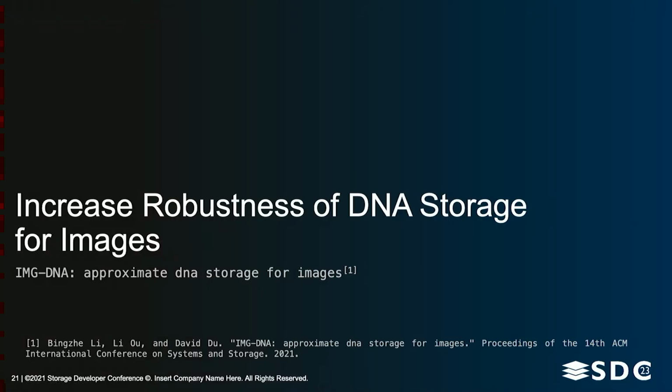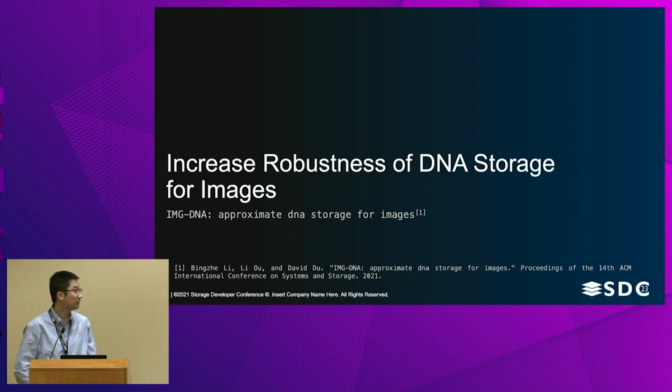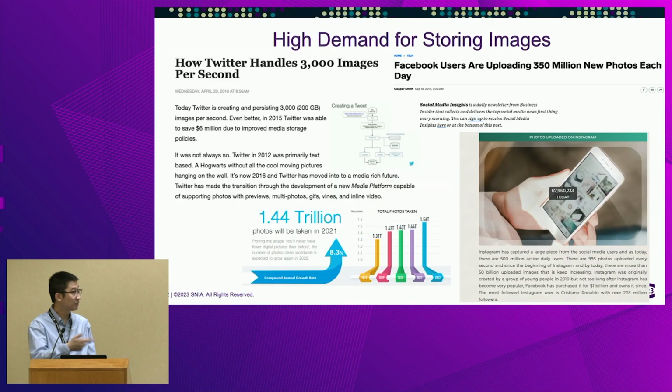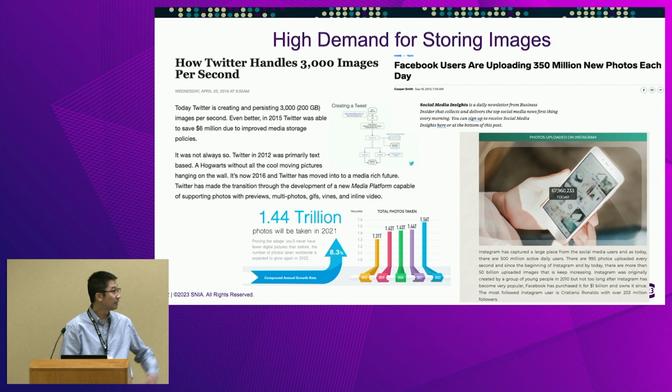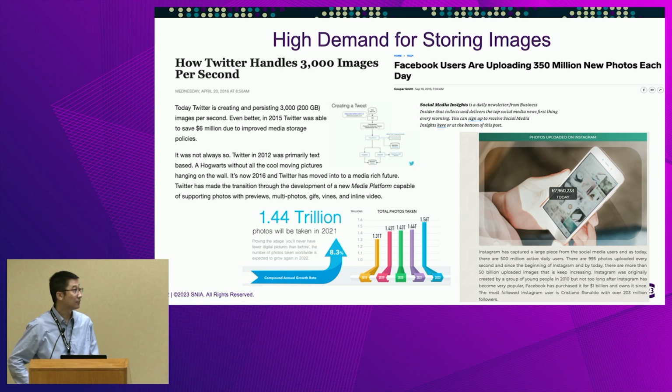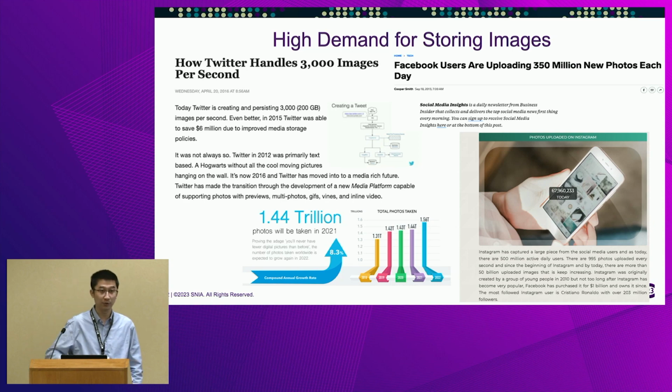Okay, so let's move to the next one, which is about image DNA, trying to increase the robustness of DNA storage for images. Before that, here is the motivation for why we want to focus on images. For example, Twitter handles about 3,000 images, and on Facebook or Meta, users are uploading about 350 million new photos each day. So you can see there's a huge demand for storing images.